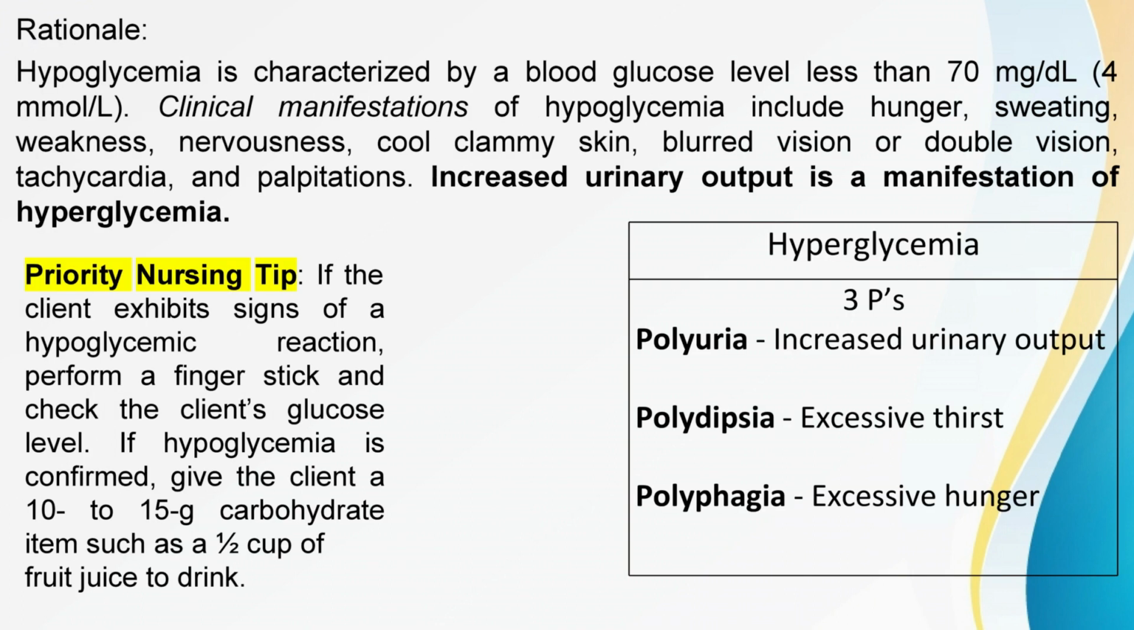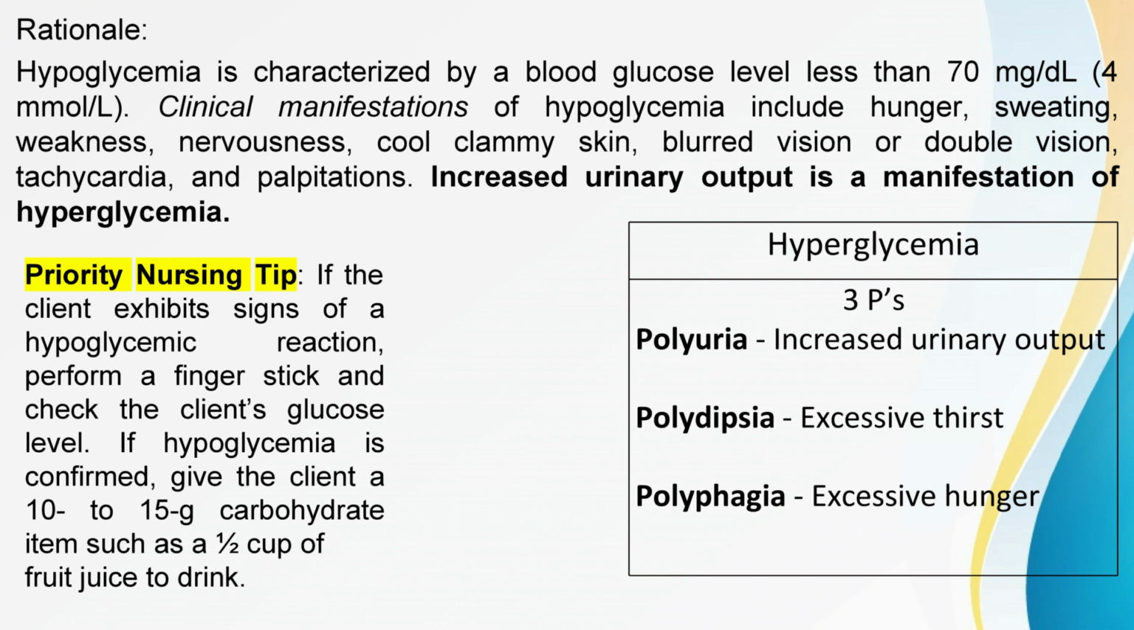Hypoglycemia is characterized by a blood glucose level less than 70 mg per deciliter, 4 millimoles per liter. Clinical manifestations of hypoglycemia include hunger, sweating, weakness, nervousness, cool clammy skin, blurred vision or double vision, tachycardia, and palpitations. Increased urinary output is a manifestation of hyperglycemia.